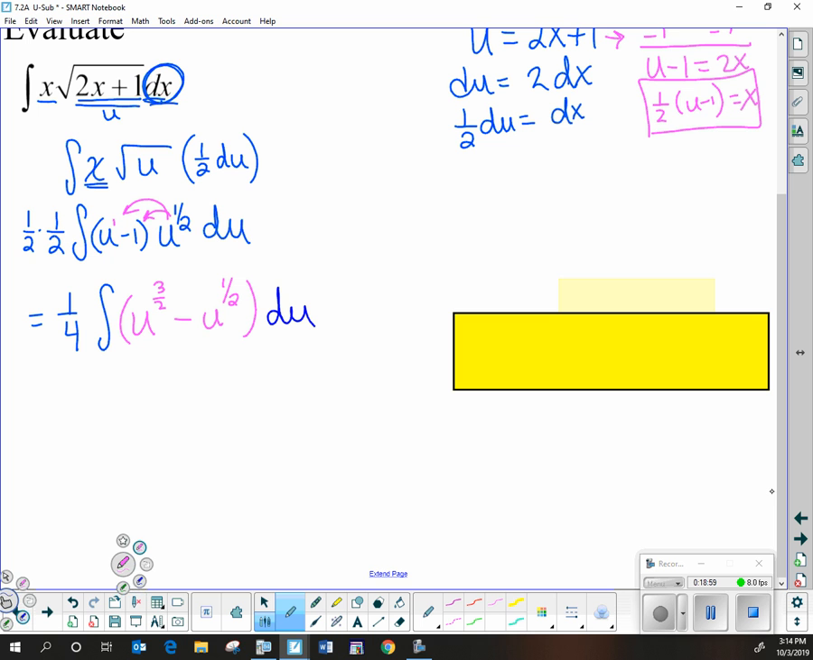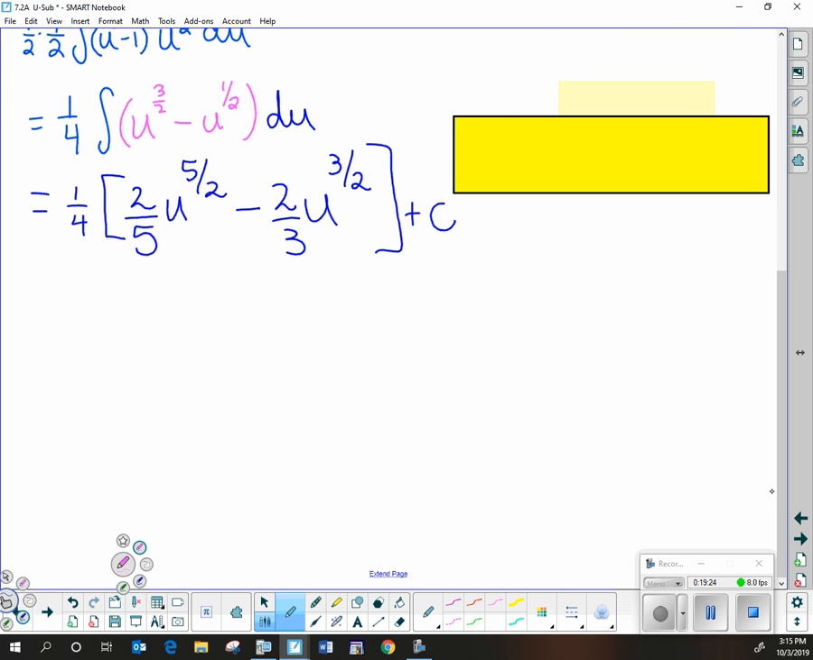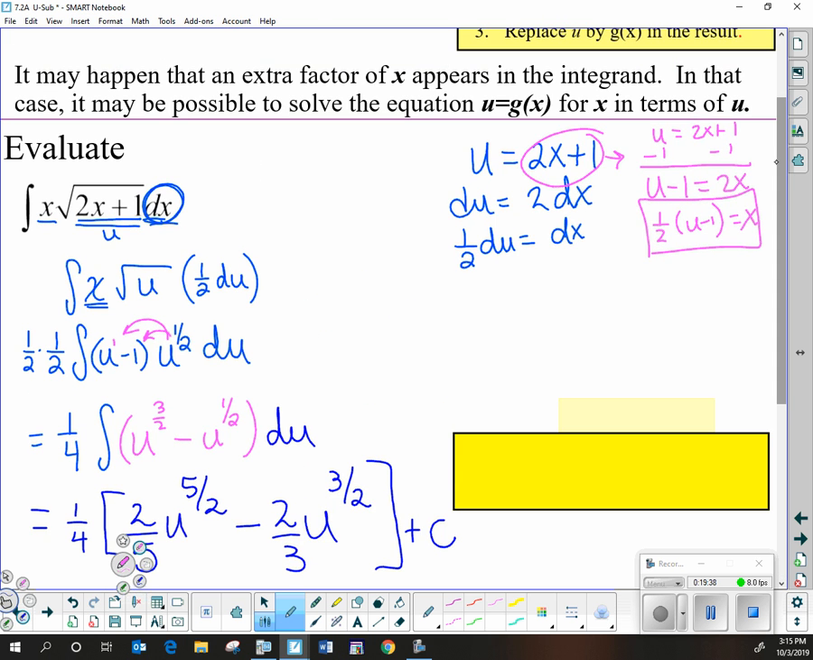Oh, look at that. Now it's pretty easy to integrate, isn't it? 1/4 is going to stay outside. U, raise it by 1, will go to a 5/2, multiplied by a 2/5, minus u, increase your power, becomes 3/2, multiplied by the reciprocal 2/3, plus our c. And we can distribute the 1/4. 1/4 times 2/5 would be 2/20 or 1/10. Instead of u, oh gosh, I forgot what u was. U was 2x plus 1.